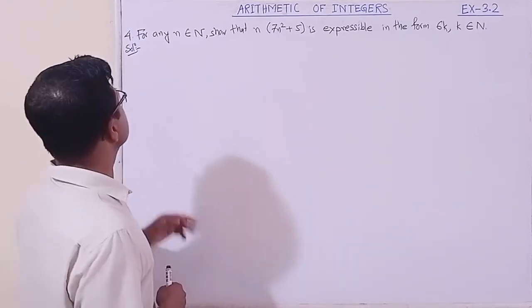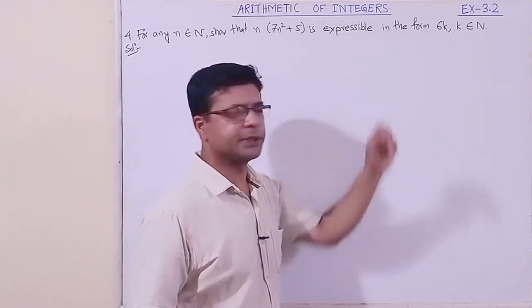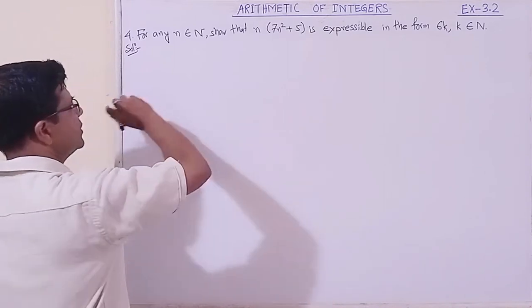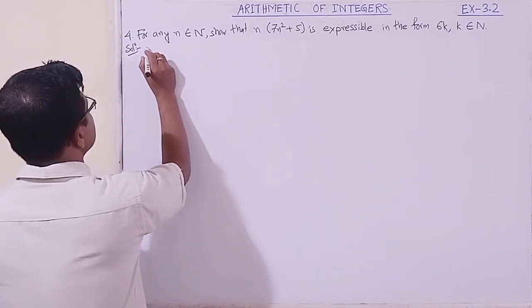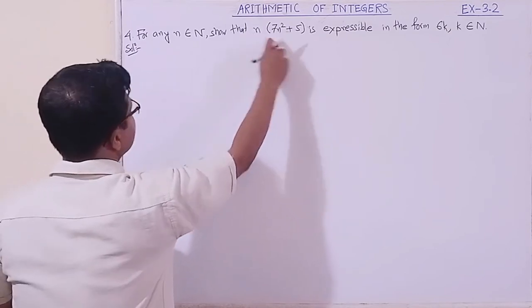Now my beloved students, let us start question number 4. Let us read the question. For any natural number, show that this is expressible in the form 6q, where k is also a natural number. Okay, so let us start. Here in place of a, again we have to start with n, because n is given.